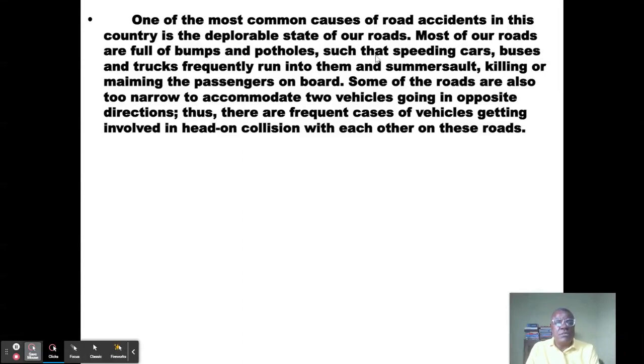One of the most common causes of road accidents in this country is the deplorable state of our roads. Most of our roads are full of bumps and potholes, such that speeding cars, buses, and trucks frequently run into them and somersault, killing or maiming the passengers on board. Some of the roads are also too narrow to accommodate two vehicles going in opposite directions. Thus, there are frequent cases of vehicles getting involved in head-on collision with each other on these roads. You have discussed bad roads.